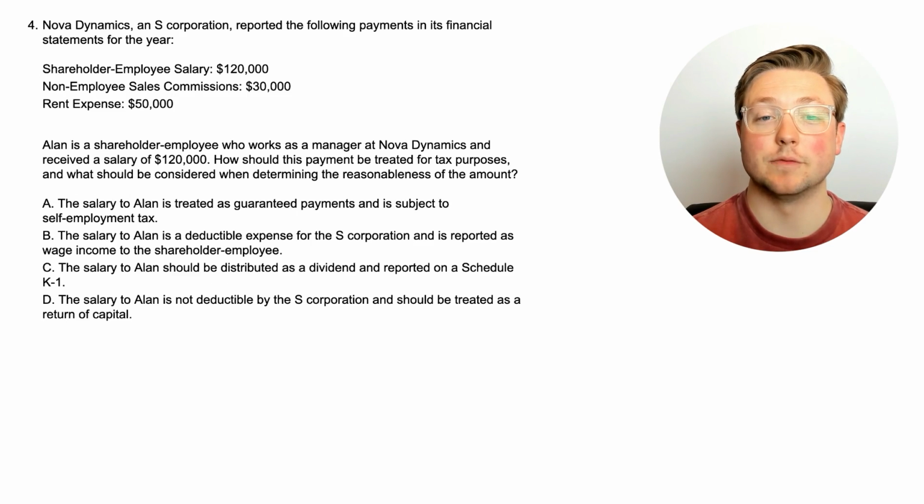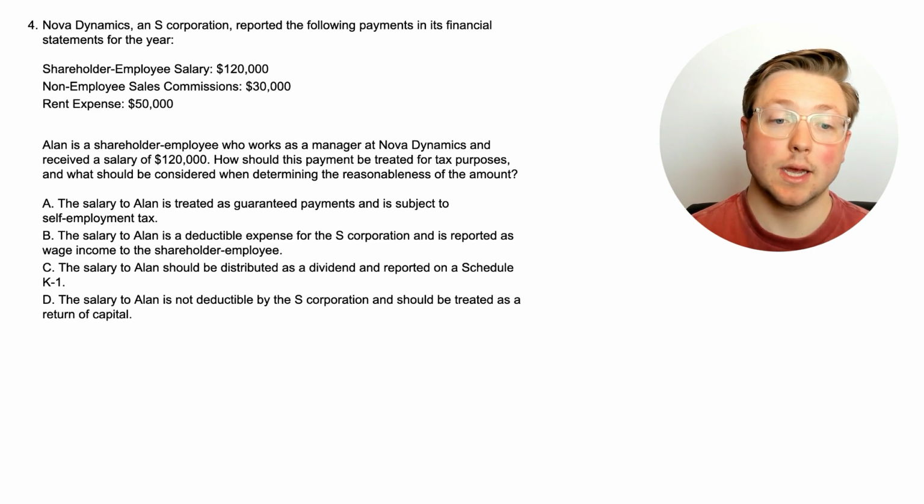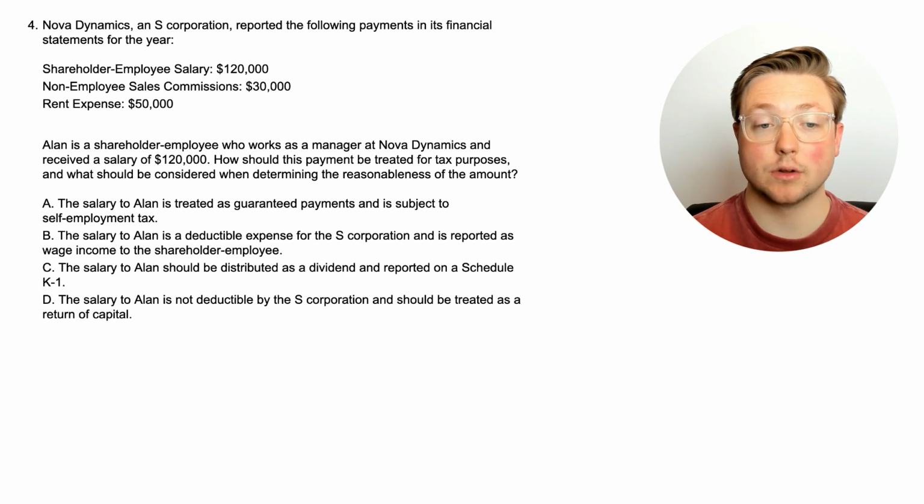Okay, here is question 4. Nova Dynamics, an S corporation, reported the following payments in its financial statements for the year. Shareholder employee salary of $120,000, non-employee sales commissions of $30,000, and rent expense of $50,000. Alan is a shareholder employee who works as a manager at Nova Dynamics and received a salary of $120,000, the one that was listed above. How should this payment be treated for tax purposes, and what should be considered when determining the reasonableness of the amount? Okay, so how would salary to a shareholder be treated?